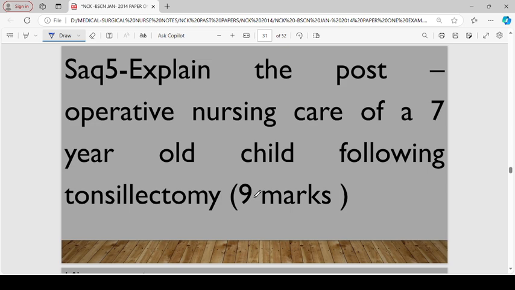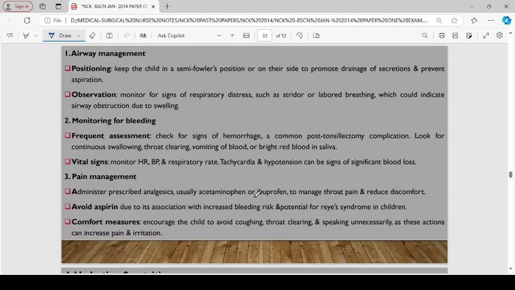Explain postoperative care for a 7-year-old child following tonsillectomy. So we have several interventions. We have airway management, where you keep the child in a semi-prone position or on their side to promote drainage of secretions and prevent aspiration. Then you monitor for signs of respiratory distress such as stridor or labored breathing, which could indicate airway obstruction due to swelling.